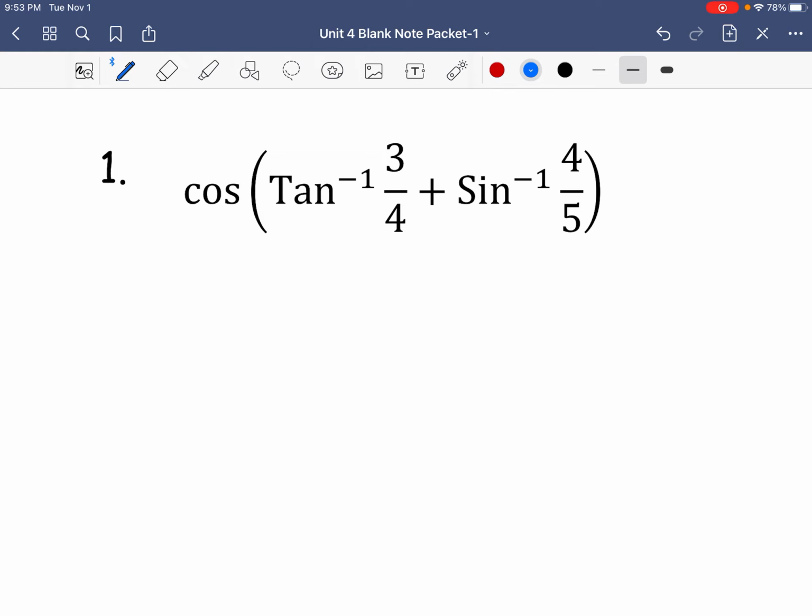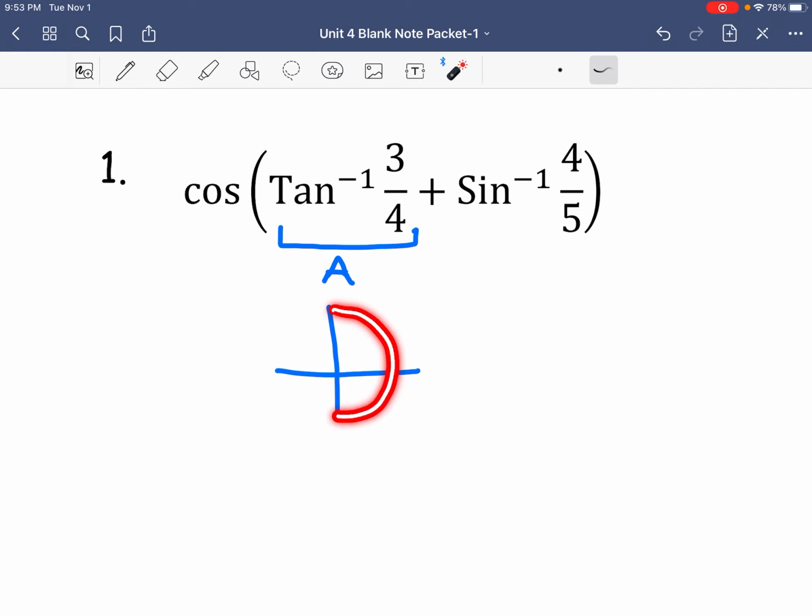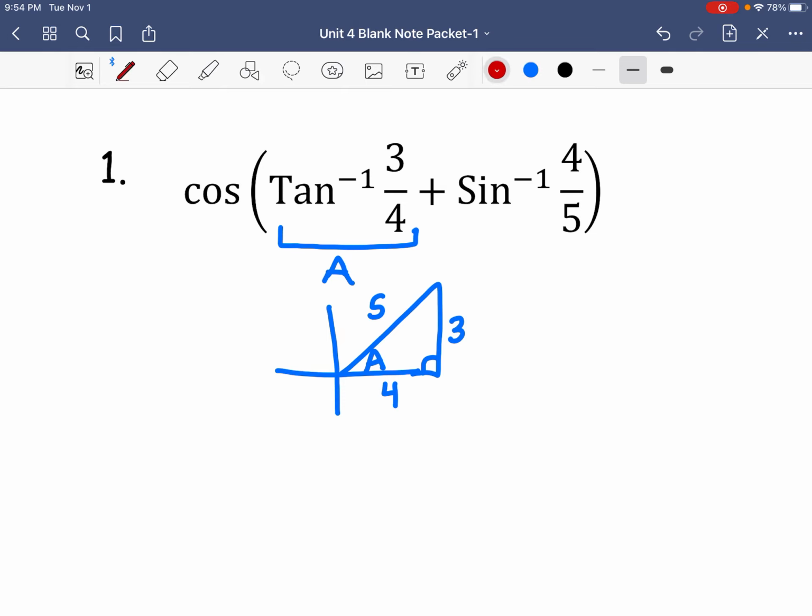Okay, problem number 1 says cosine of inverse tan of 3/4. Inverse tan, the answer is going to be an angle, but I don't know what angle it is. So we're going to call it angle A, and we're going to draw a triangle because 3/4 is not on my chart. Inverse tan, I'm allowed to be in quadrant 1 or 4. Because it's positive 3/4, we're going to pick quadrant 1. We're going to draw our triangle in quadrant 1. Label this angle A. Tangent is opposite over adjacent.